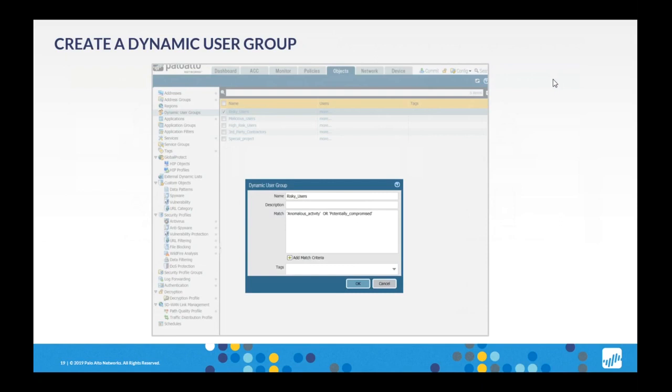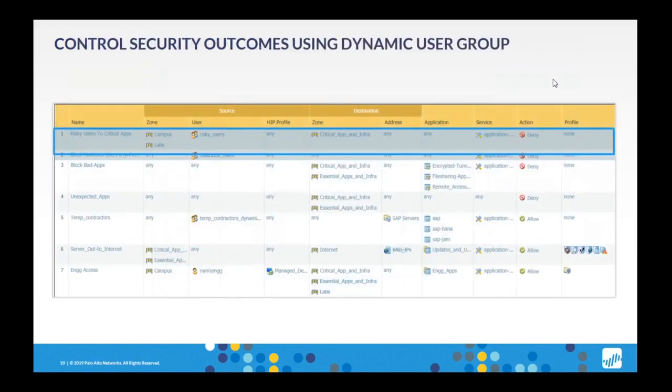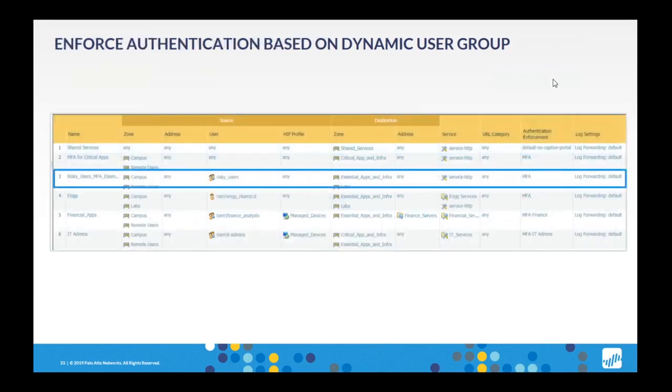So the same static user group, when it is added as a part of a dynamic user group, and the same dynamic user group is called in the security policy, the policy becomes a behavior based policy rather than a group or a role or ID or user based policy. It's more of a user behavior based policy. So that's the difference.